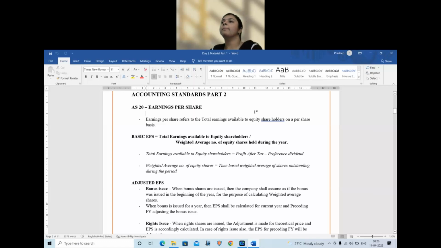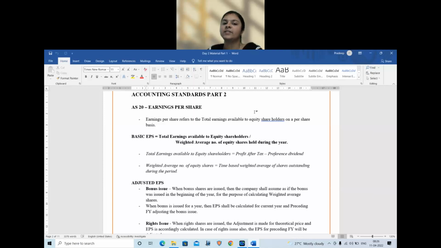So, welcome back. We're going to start with the first standard for the day, which is AS20, earnings per share. Friends, this standard is going to speak about only one rule, which is basically into multiple formulae. The earnings per share needs to be calculated and disclosed in the financial statements.